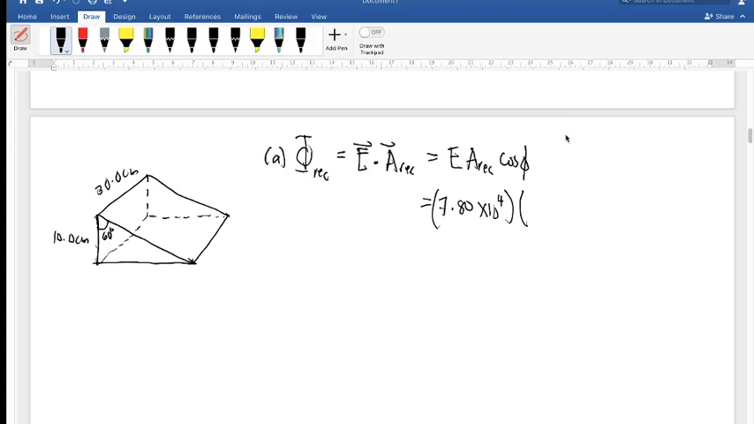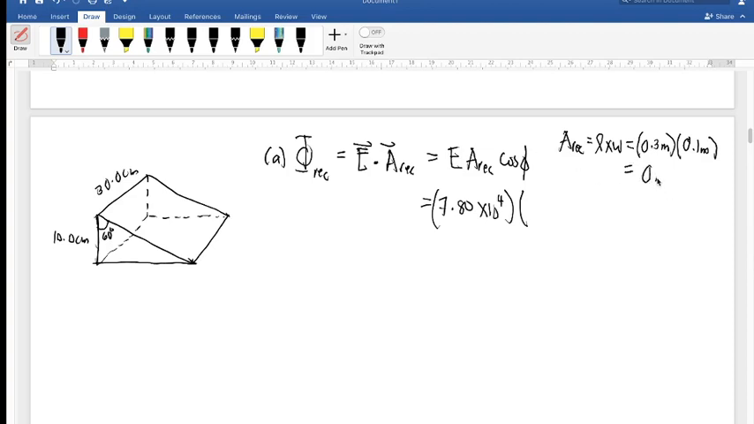The area of the rectangle is just equal to length times width. The length is 30 cm, but 30 cm is not an SI unit, so we convert that to meters, 0.3 meter. Then the width is 10 cm, or in meters, 0.1 meter. So the area is actually equal to, what is the area?